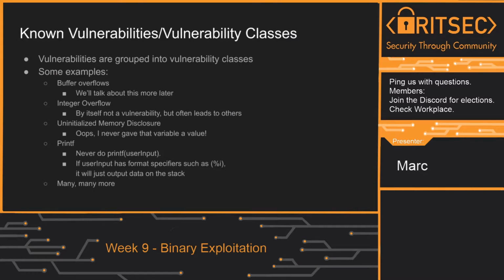Okay, so again, we have different types of vulnerabilities with binary exploitation. I talked a bit about integer overflows. I keep hinting at buffer overflows, and you have uninitialized memory disclosure. I haven't seen it referred to as that exactly, but that can be a part of some other vulnerabilities.